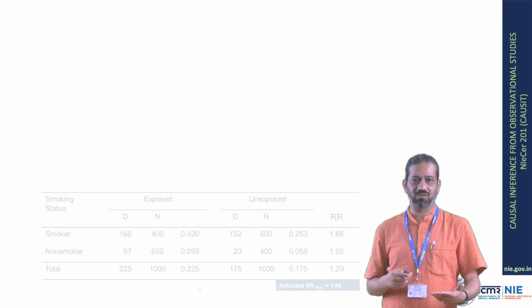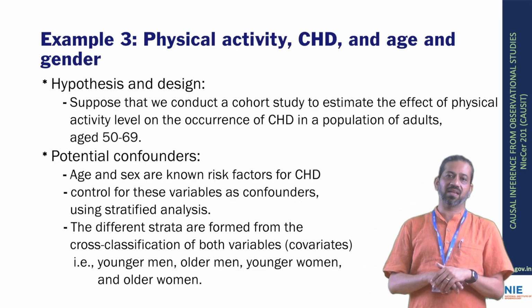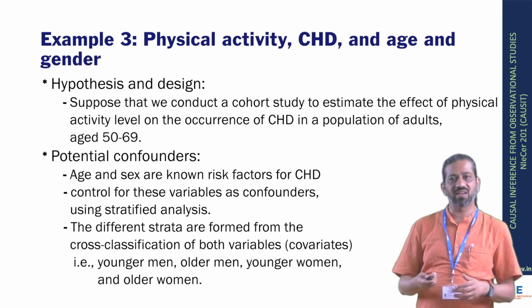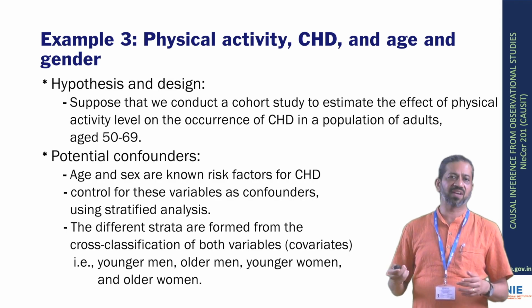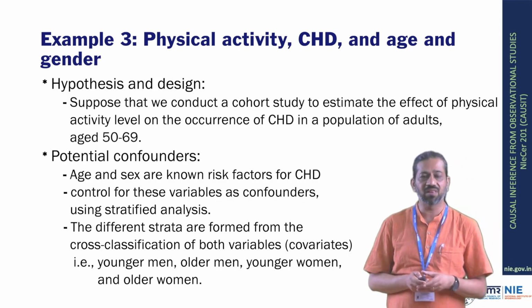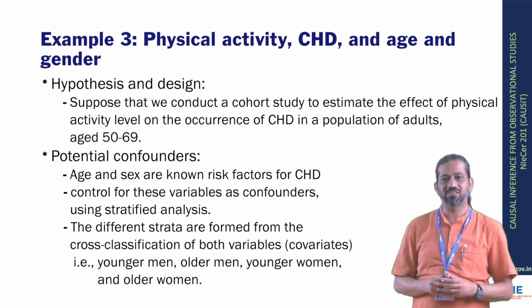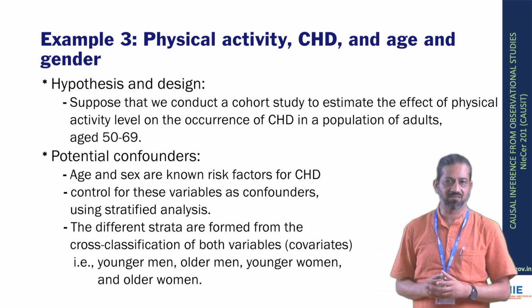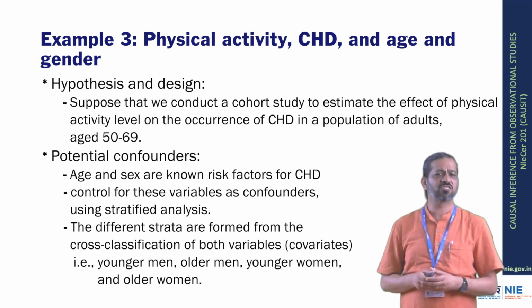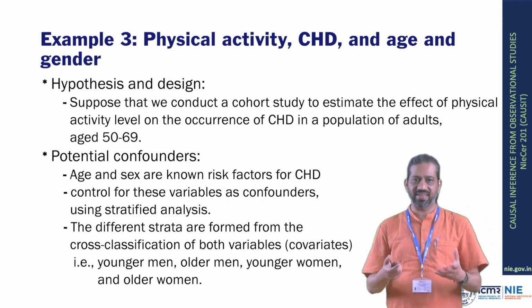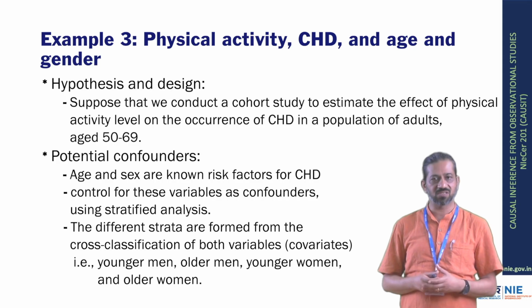A third example here again is of a cohort study which was done to estimate the effect of physical activity level on the occurrence of CHD in a population of adults aged 50 to 69 years. What is known from literature is that age and sex are known risk factors for CHD.